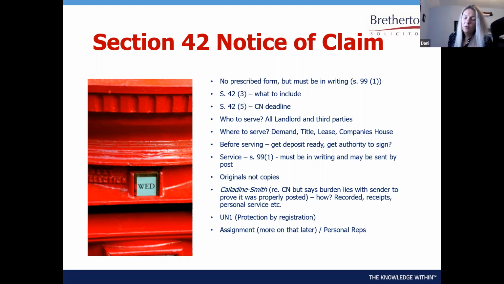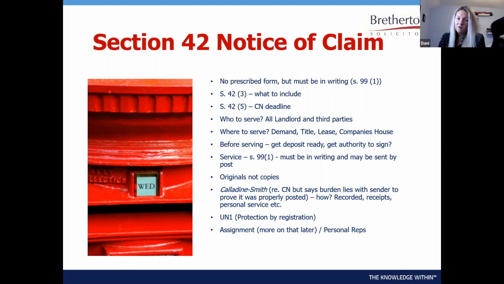Dani and Smith is a bit of case law that says even though it related to a counter notice, we can still look to rely on it for a Section 42 notice. So the burden lies with the sender to prove that a notice was properly posted. The best way to do that is to send it by recorded or special delivery, keep the receipts to show that it has been sent, and worst case scenario, personal service, get a courier, that kind of thing.